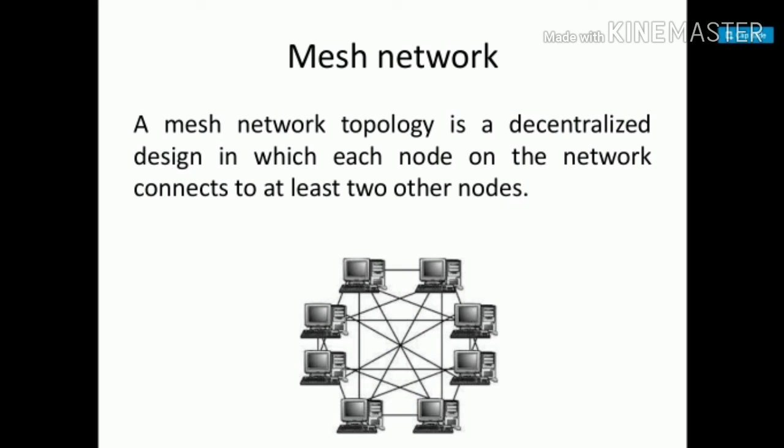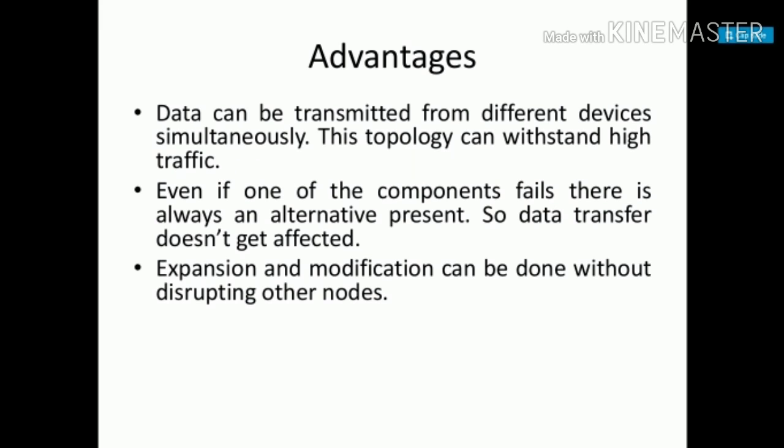The last and fifth network topology is mesh topology. A mesh network topology is a decentralized design in which each node on the network connects to at least two other nodes. This is actually a reverse version of tree topology. Here you can see there are many computers, and all computers are connected with each other. Compared to other topologies, mesh topology has many advantages.